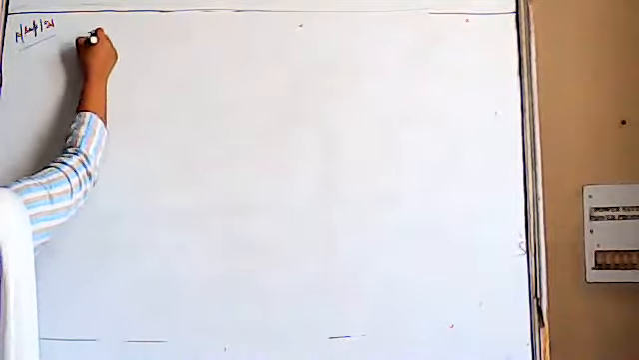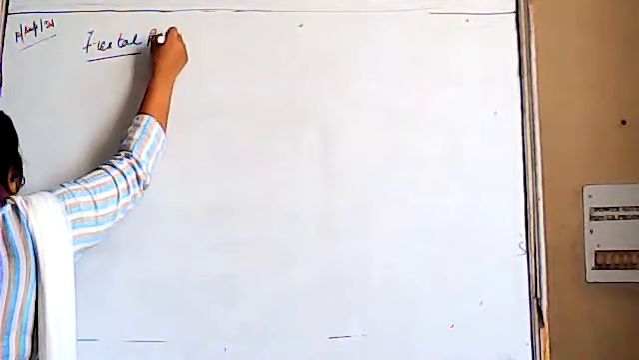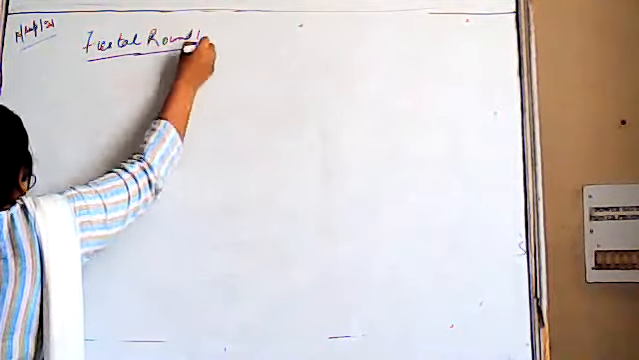Diagram for the Feistel round. This is round number 1, and a similar kind of 16 rounds will be applied.